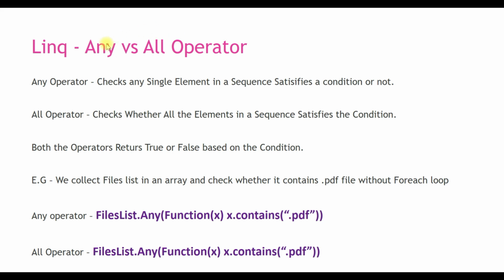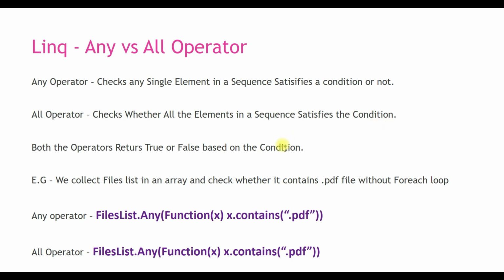Both any and all operators return a boolean condition that is true or false after checking some conditions. Any operator checks whether any single element in a sequence satisfies a condition or not. All operator checks whether all the elements in a sequence satisfy the condition. Now we will see examples of these two operators, and they will be helpful to skip for each loops.